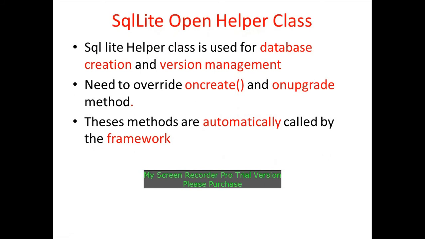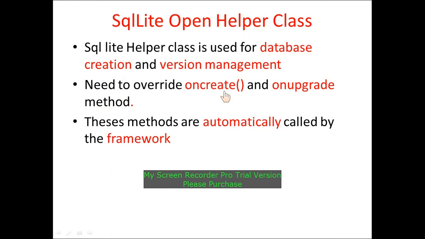Next is the SQLite Open Helper class. SQLite Open Helper class is used for database creation and version management. It supports two functions, on create and on upgrade. So in order to work with SQLite database, you need to have a SQLite Open Helper class. So whenever I am extending SQLite Open Helper class, I need to override two methods, which one is of on create and one is the on upgrade.